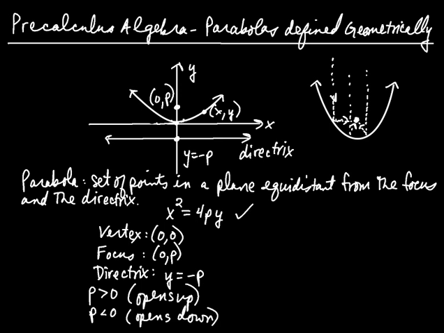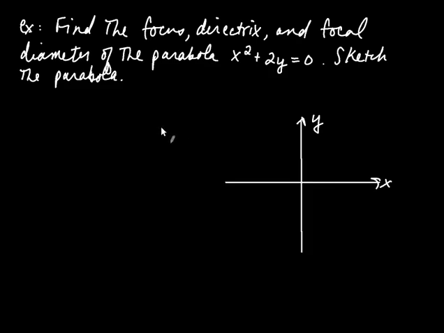So we're going to isolate that x squared. We start with x squared plus 2y equals 0. And isolating the x squared, we have x squared is equal to negative 2y. Once you've done that, you want to compare it with the standard form. And the standard form, as we saw on the previous page, is x squared equals 4py.